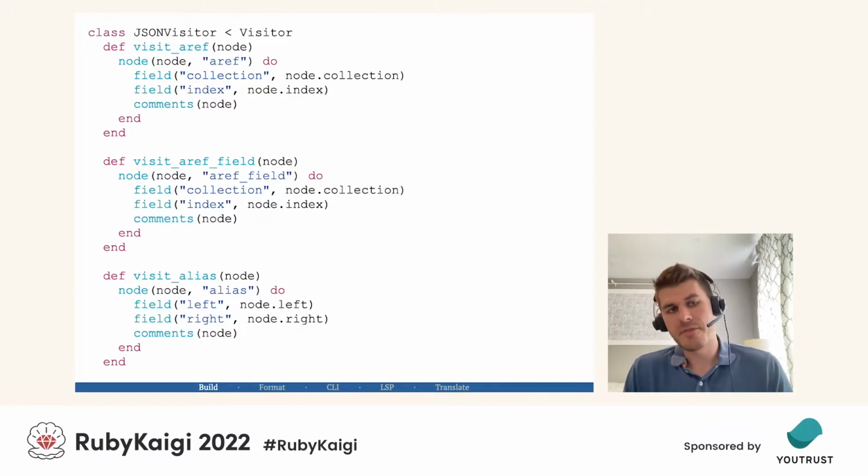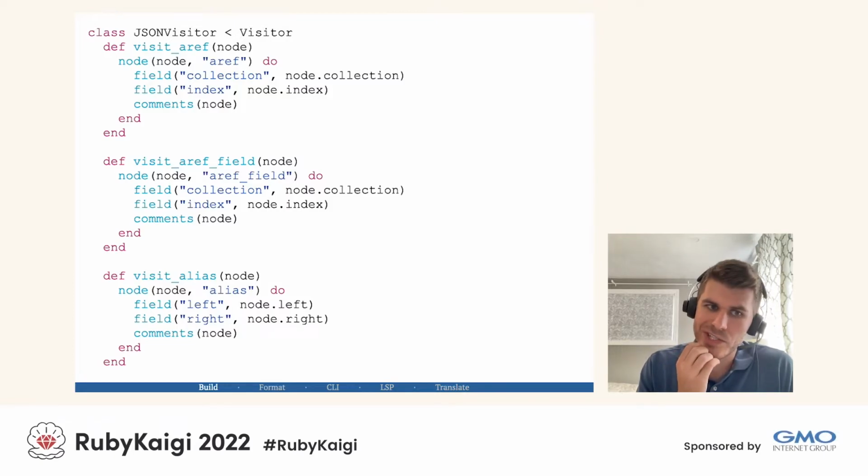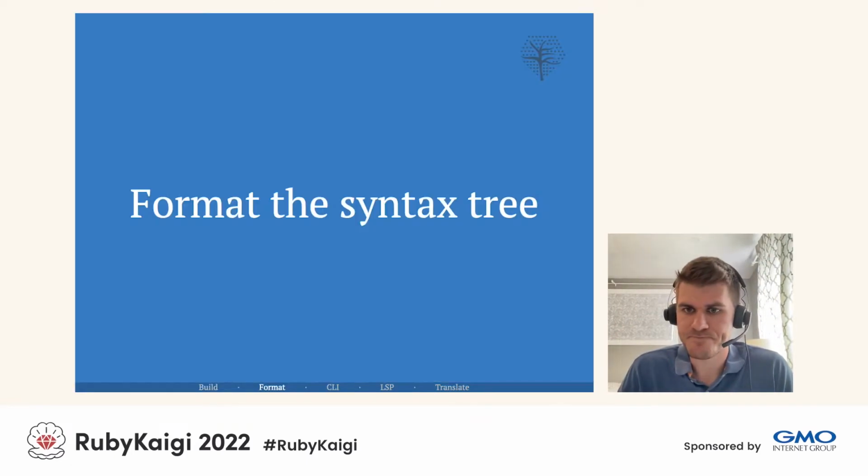There are also a couple of visitors that ship with syntax tree, including this one, which is the JSON visitor, which visits every single node and serializes it to JSON. And it's pretty easy once you have it built in to the visitor shape to just add this kind of functionality. So yeah. So that's building the syntax tree.